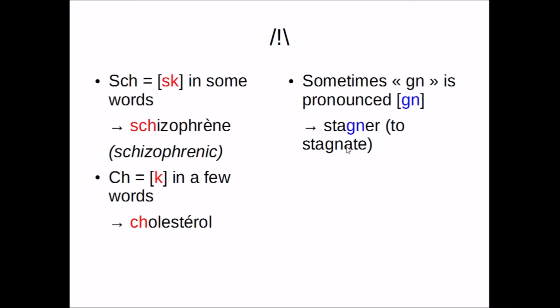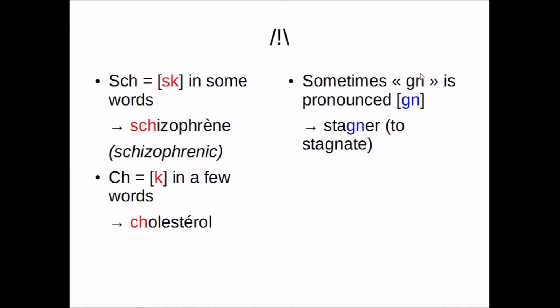You have to be careful though, because sometimes you have these writings, sch or ch, for the sound sh, and it's not pronounced sh. Sometimes it's pronounced sk, as in schizophrène. And if you have a ch word, it can be pronounced as a k. So cholestérol. We don't say it with sh, alright? We say it with a k, like in English.